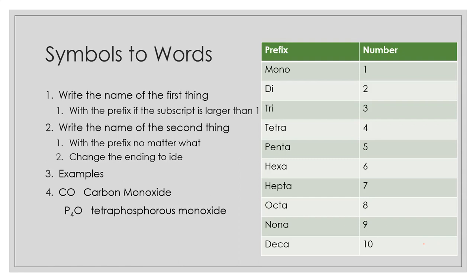So P4O, tetraphosphorus, because we've got to include the prefix plus the element name. And then the second thing, we change the ending to "ide," so it's oxide with the prefix in front of it. So it'd be tetraphosphorus monoxide. Not too bad.